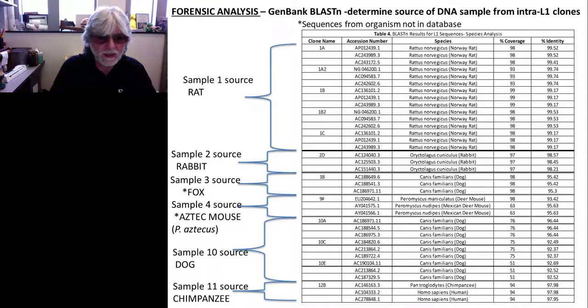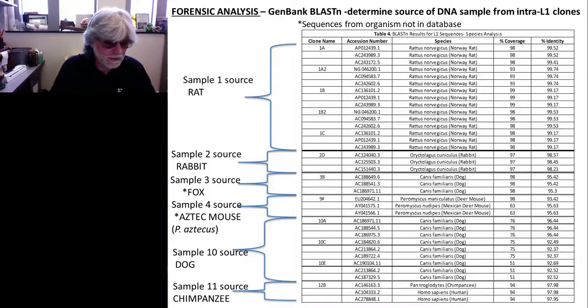So number 1, they got several clones, and when they did a GenBank screen, it showed the Norway rat, Rattus norvegicus, and then we tell them, okay, your sample was the rat. Number 2, it looks like it would be the rabbit, and indeed it was the rabbit. Number 3 looks like the dog. However, it was the fox.